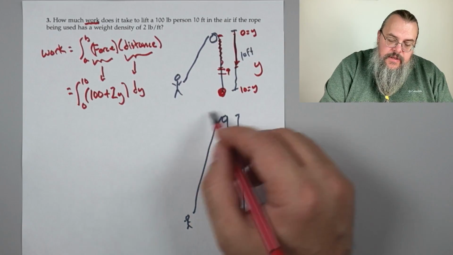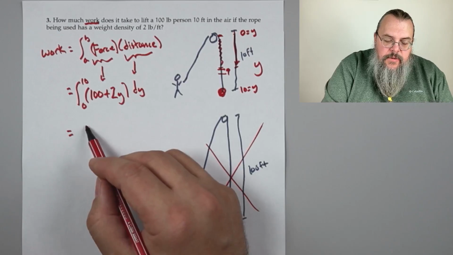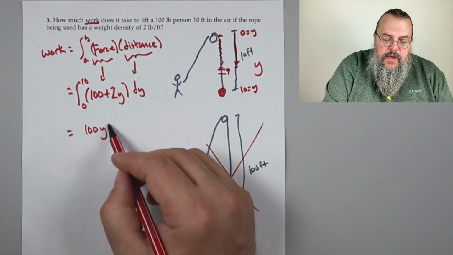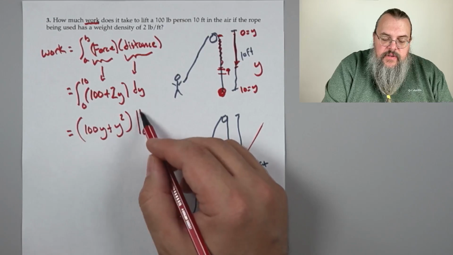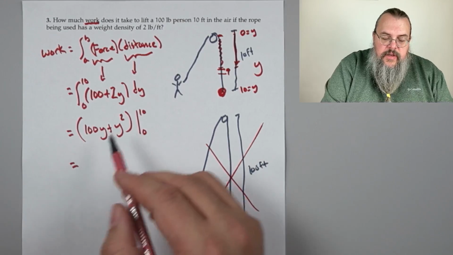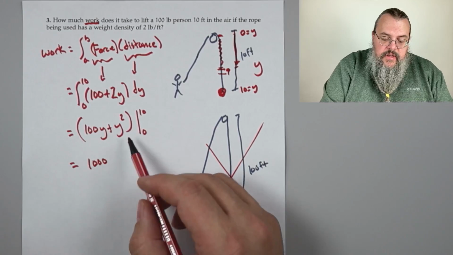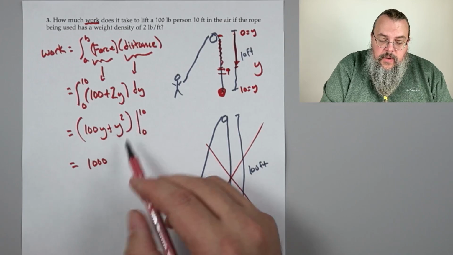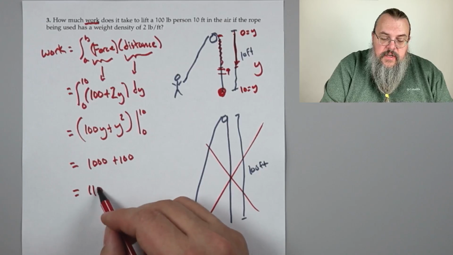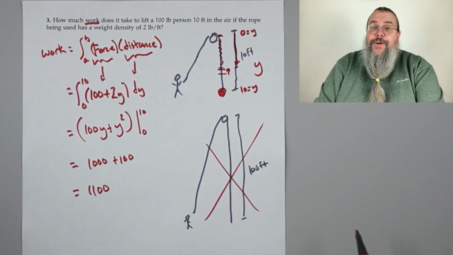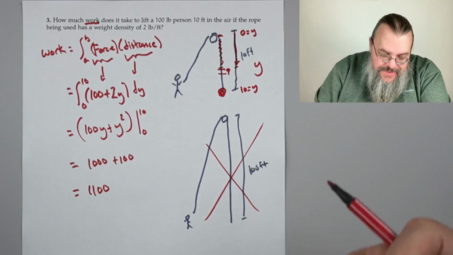Now, all right, we're now in the integration setting. So what do we get? You get 100y plus y squared, evaluated from 0 to 10. And, well, 100 times 10 would be 1,000. And then 10 squared would be 100. And so we get 1,100. Okay. Are we done? Yes.